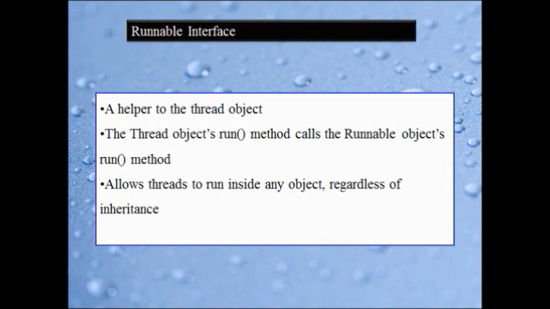The runnable interface, a helper to the thread object. The thread object's run method calls the runnable object's run method, allowing a thread to run inside any object regardless of inheritance.